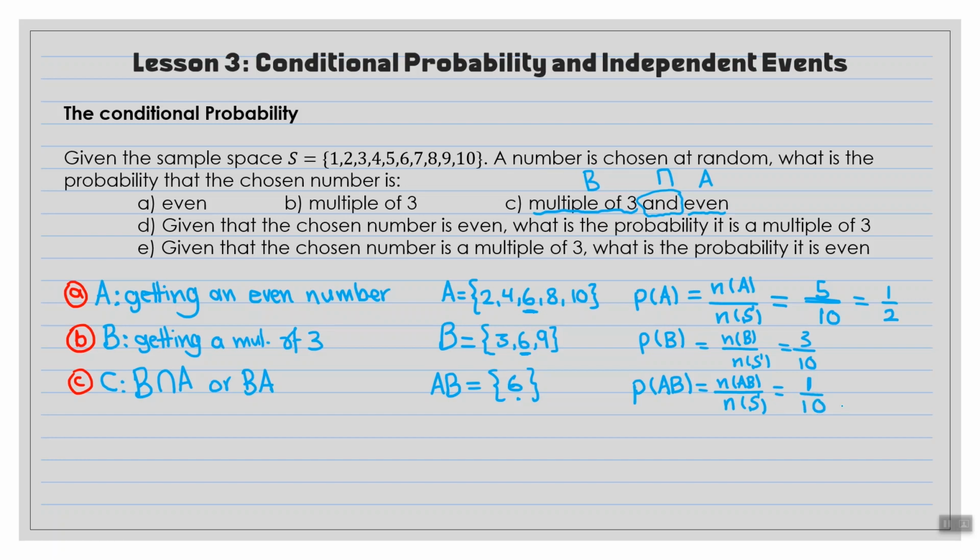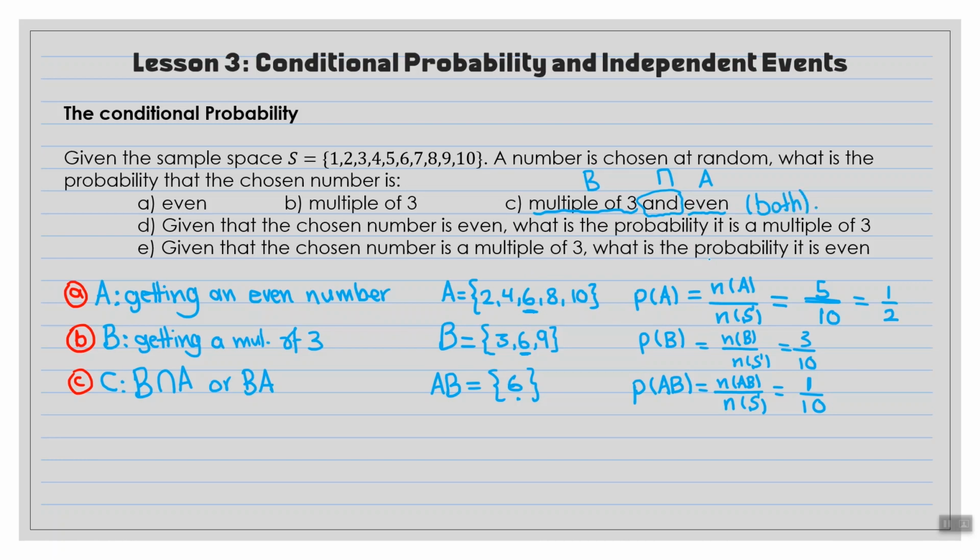So there is a 10% chance that the number that you have chosen is both a multiple of 3 and even. So here, the intersection actually means that both events happen together.